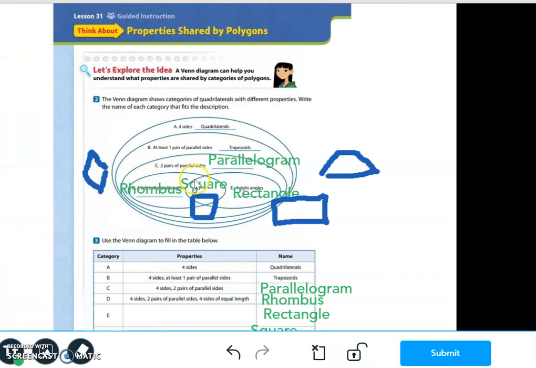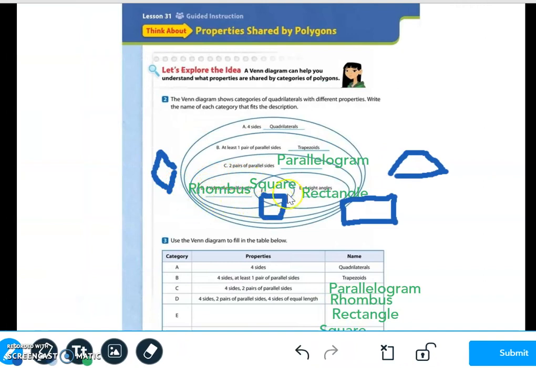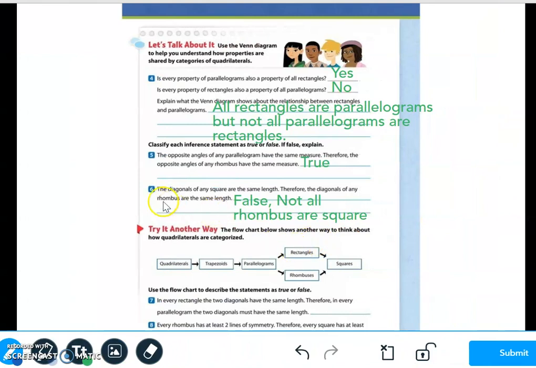We can see that in our Venn diagram because we have our rhombus here. Although it overlaps a little bit of the square, we still have a good dimension of it that's not. So not all rhombuses are square, so they wouldn't all have the same dimensions there. So for 6, we will have false.